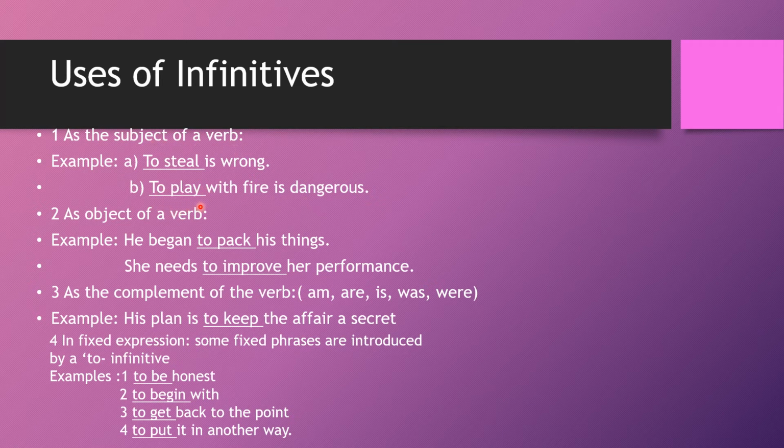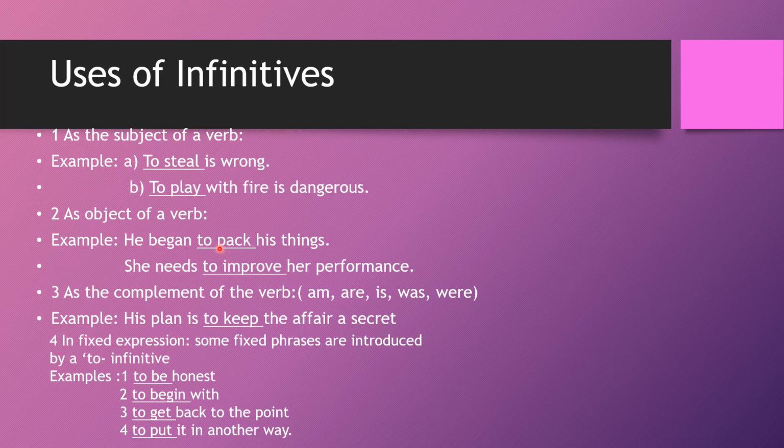Infinitives used as object of a verb. Look at the following examples. He began to pack his things. She needs to improve her performance. To pack is underlined, to improve is underlined. They are infinitives. To is added to the root verb pack. To is added to the root verb improve. So to pack and to improve are infinitives.